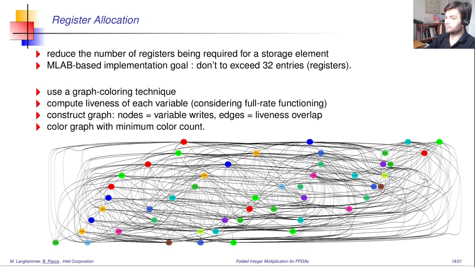It can be observed that the number of colors is less than 32, whereas the node count is well above 32. Using this simple register allocation optimization technique, we have been able to reduce all storage elements to single depth MLABs for all configurations of adder latency and multiplier latency we tested.